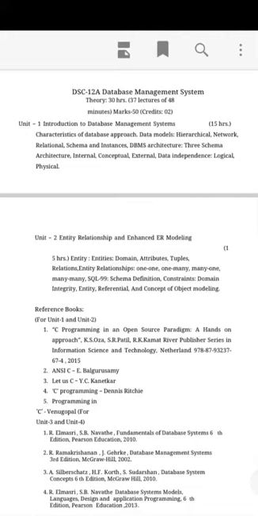Now your second unit will be entity relationship and enhanced ER modeling. Now what is an entity? An entity in DBMS can be an object with an existence. In the real world we can call it an object with an existence. We can see an example from our college. In a college database, the entities can be professors, students, courses, etc. These are the entities. Understood? What is an entity?